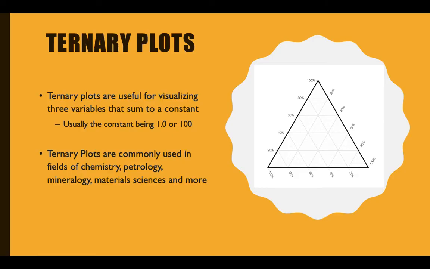So let's talk about ternary plots. Ternary plots are useful for visualizing data when there are three variables and when these variables sum to a constant. And the constant is usually of 1 and of 100. And so as you see in the picture, each of these corners would be a variable. And we'll talk a little bit more about that later. But ternary plots are commonly used in the fields of chemistry, petrology, mineralogy, material sciences, and more.